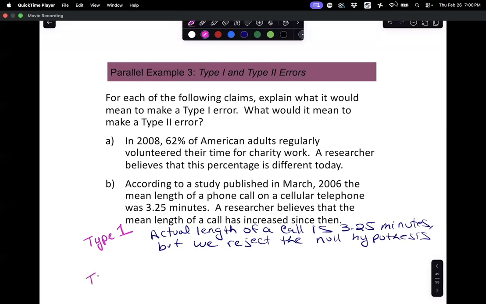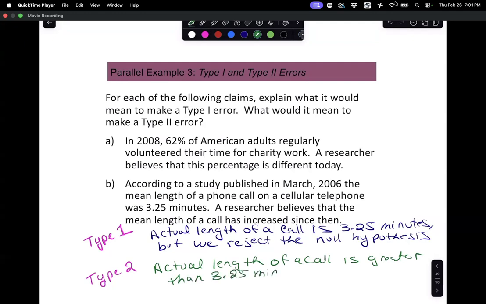Type 2 error. Type 2 error is when we fail to reject, but we should reject. The actual length of a call, it should be mean length, but I didn't write that in there, is greater than 3.25 minutes, but we failed to reject.